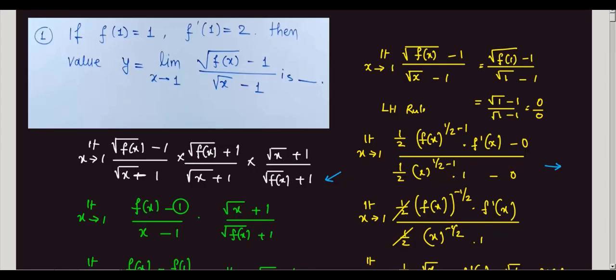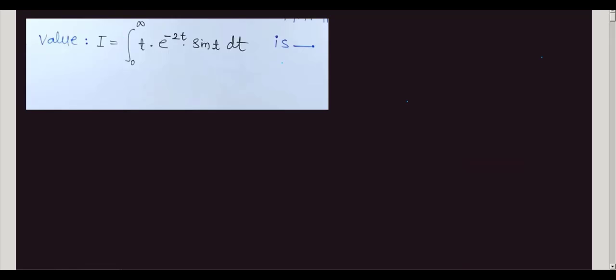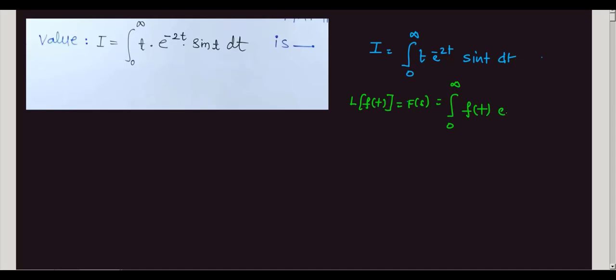Okay. Next question. The value I equals the integral from 0 to infinity of t e^(−2t) sin t dt. What is the value? Let's see here. What do you know? The Laplace transform of f(t) equals F(s). I am considering the unilateral transform; a bilateral transform would go from minus infinity to infinity. So, the Laplace transform of f(t) equals F(s) equals the integral from 0 to infinity of f(t) e^(−st) dt.